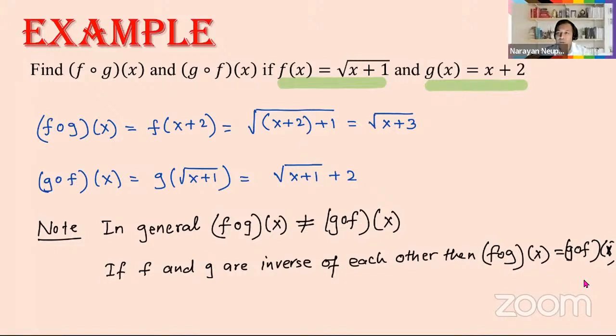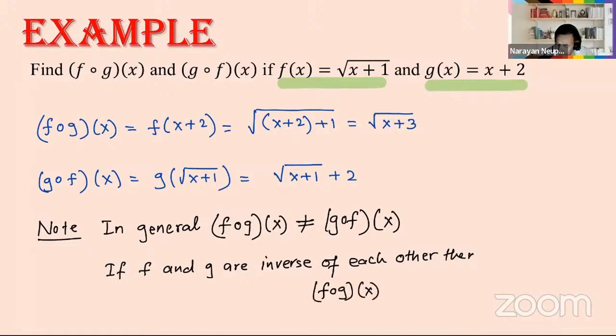We use this to verify whether two given functions are inverse of each other or not. If two functions are given and you are asked to test whether they are inverse of each other or not, you just find these two. Let me write this down here so that it looks clear for all of you. Then f o g of x will be equal to g o f of x. And also remember, both of them will be equal to x. It will be the identity function. In that case, the functions f and g are inverse of each other.